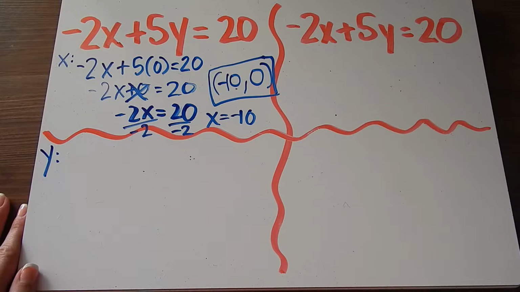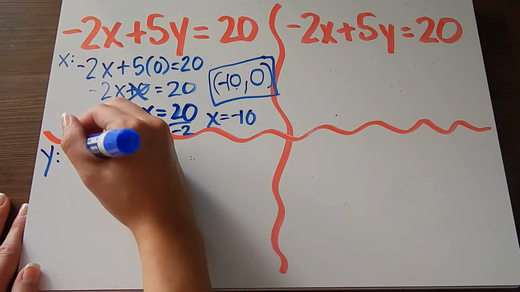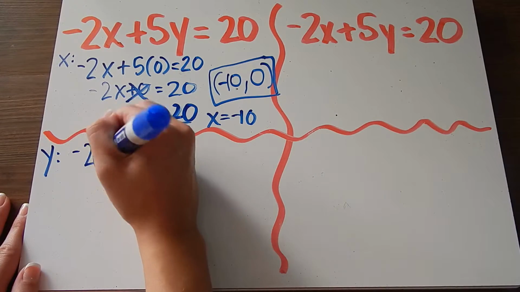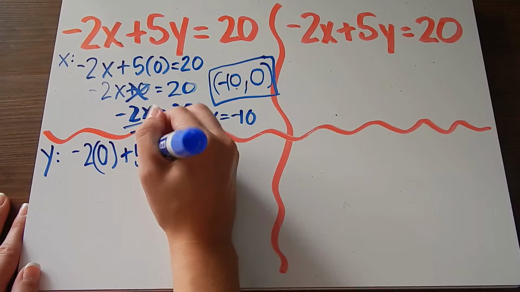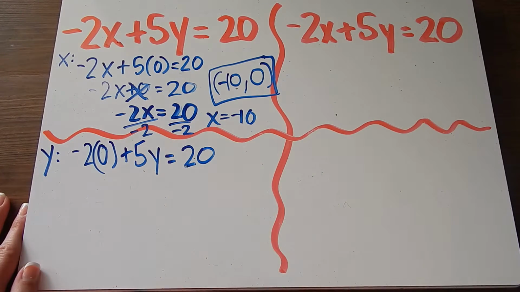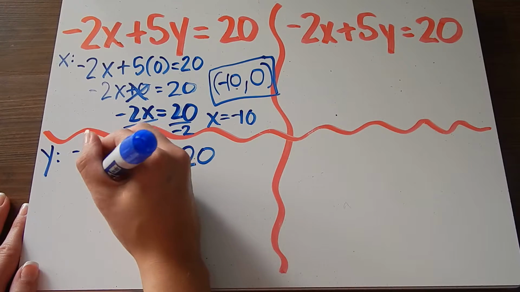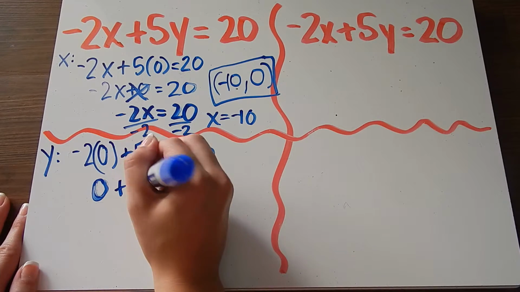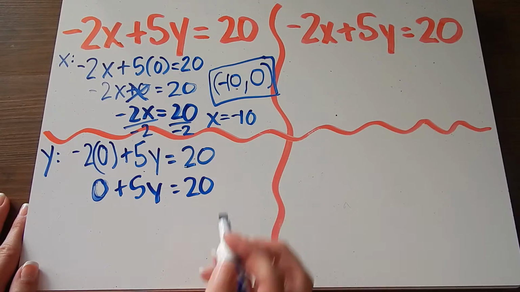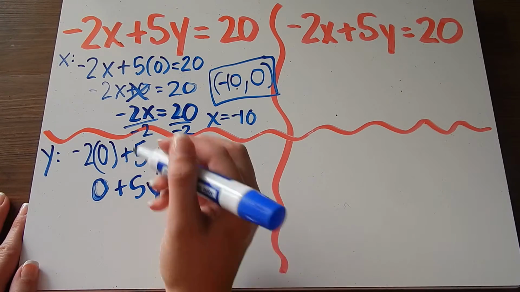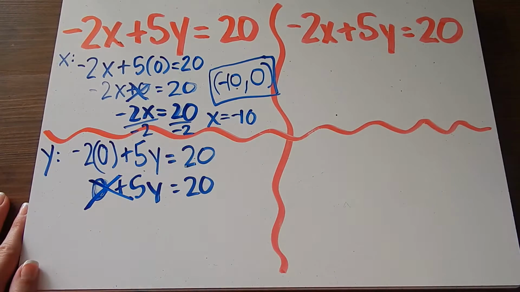For y, the x is going to be 0. So instead of replacing the y with 0, we replace the x with 0. So we're going to do the same thing, just replacing the x with 0 instead. Again, let's do the multiplication here. Anything times 0 is just 0. Like we did up here, we can cross out this 0. It doesn't matter. When we add 0, nothing happens.